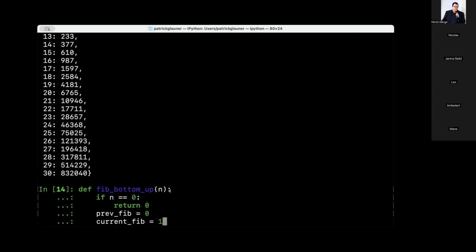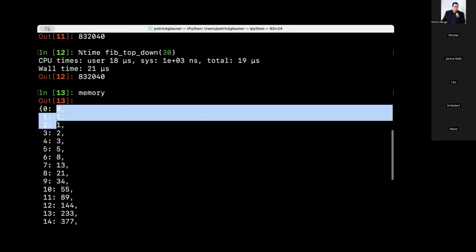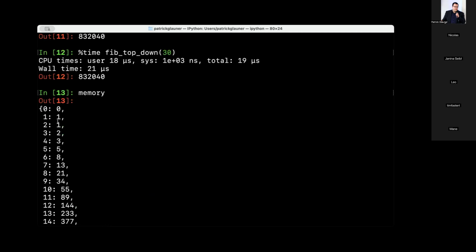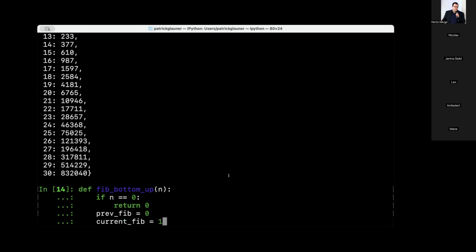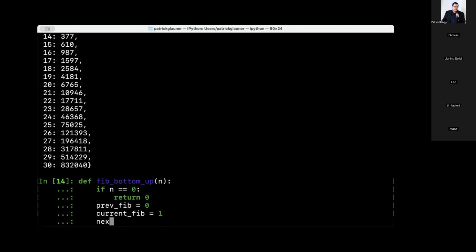Let's assume n is now a little bit bigger. So we start with the two initial Fibonacci numbers, previous Fibonacci and current Fibonacci, 0 and 1. That's also the ones we see here in the values, 0 and 1. Then 1, 2. So a Fibonacci number is always the sum of its two previous ones. So the 5 is the sum of 2 and 3, the 13 of 8 and 5, and so forth. So in order to have the next Fibonacci number, we can say next Fibonacci number is the previous Fibonacci number plus the current Fibonacci number.